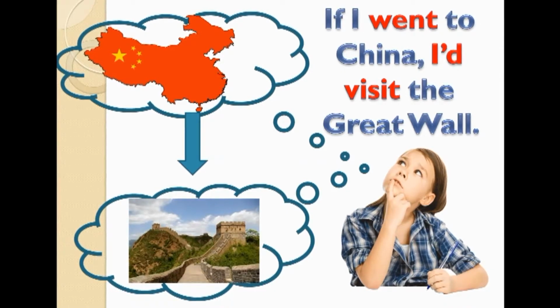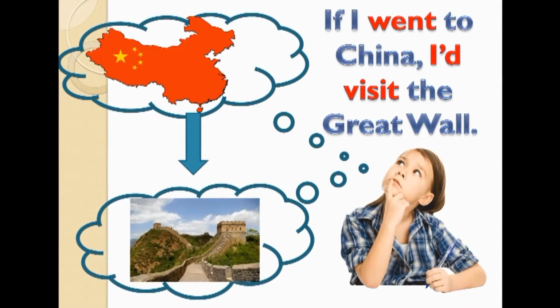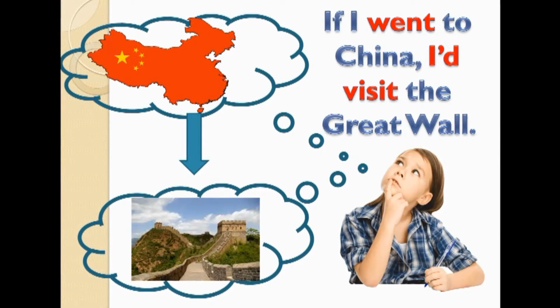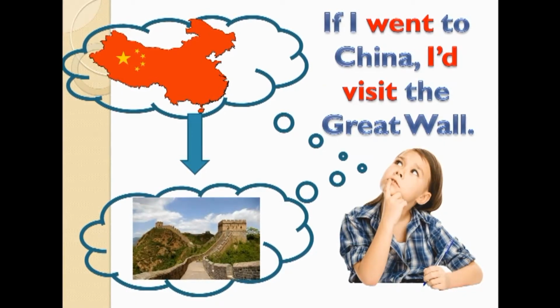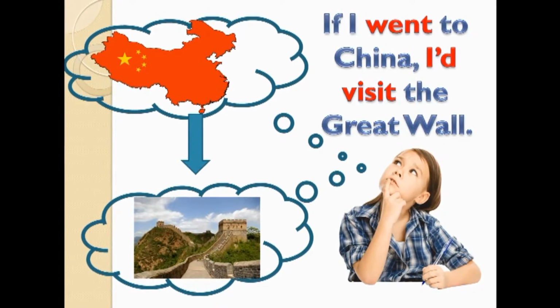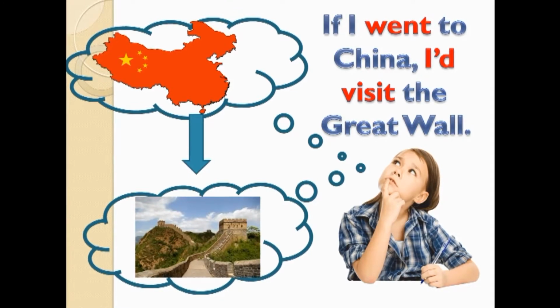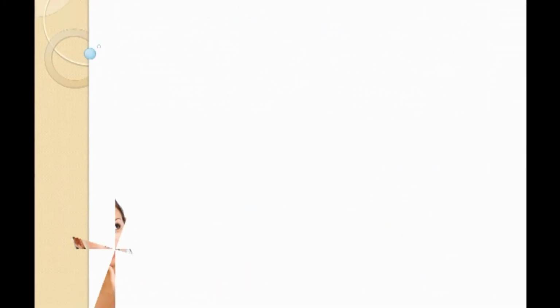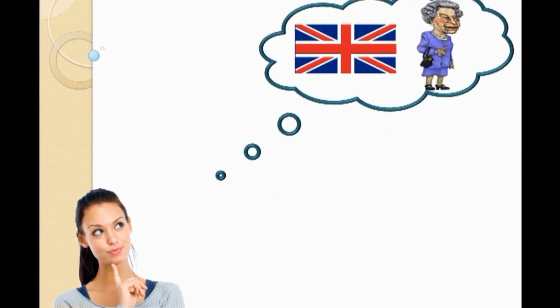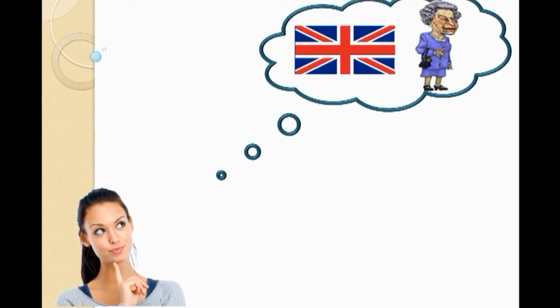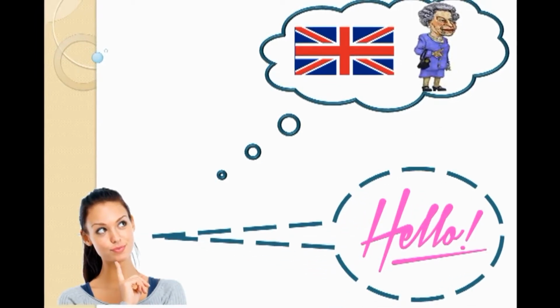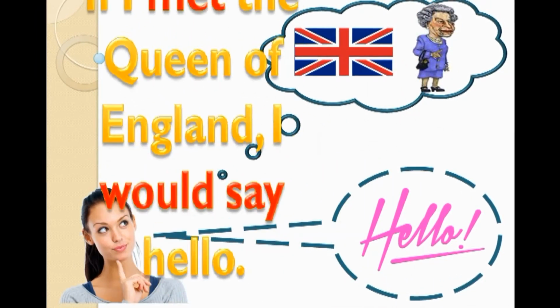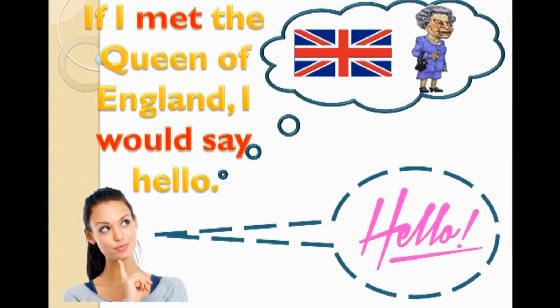So she's not going to China now or anytime soon, but she's only fantasizing, imagining what would happen if she did go to China. Then she would visit the Great Wall. Let's take a look at another example. Now this girl fantasizes about meeting the Queen of England. And she goes, you know, if I met the Queen of England, I would say hello.